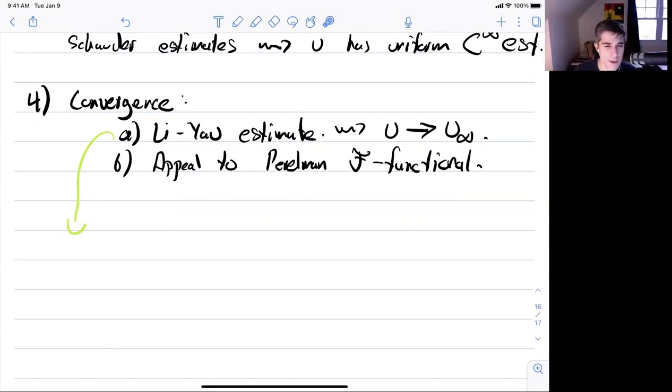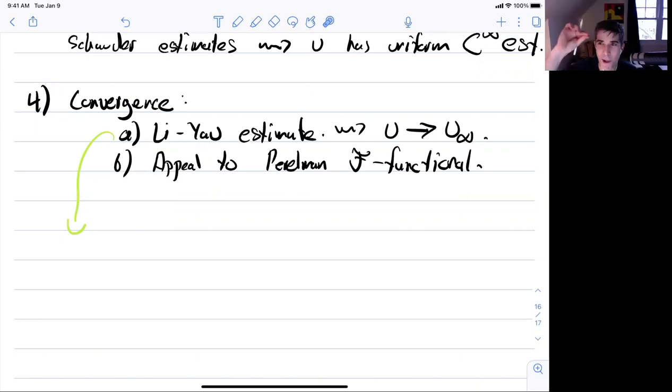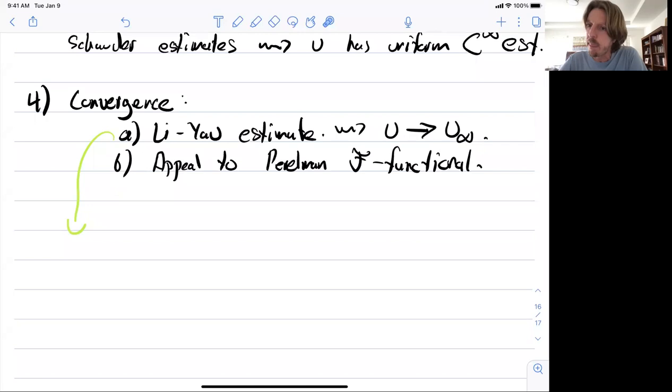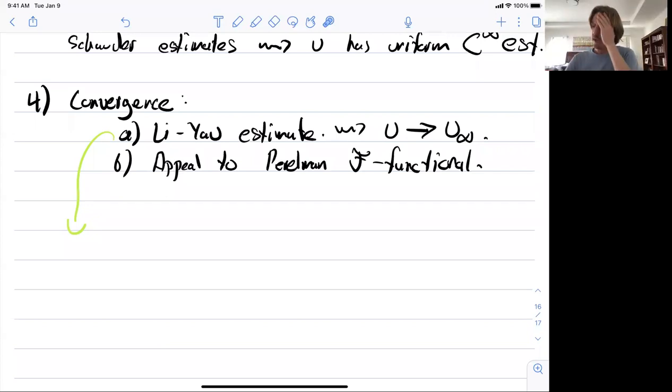So this Li-Yau estimate, just so that I understand, everything so far has been bounds, right? So there's nothing that's getting smaller and smaller, which shows you that it converges to something. And so you're saying that they use some kind of symmetry in order to get this? Oh, no, it's not symmetry.